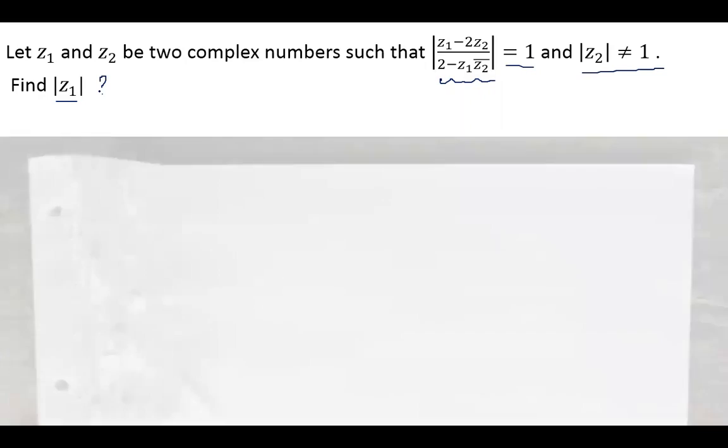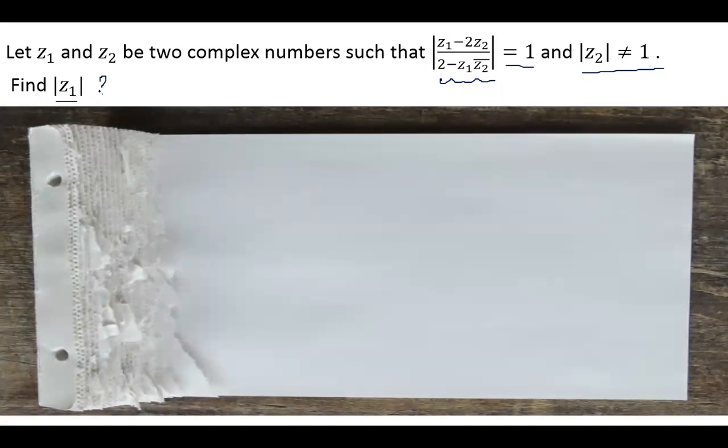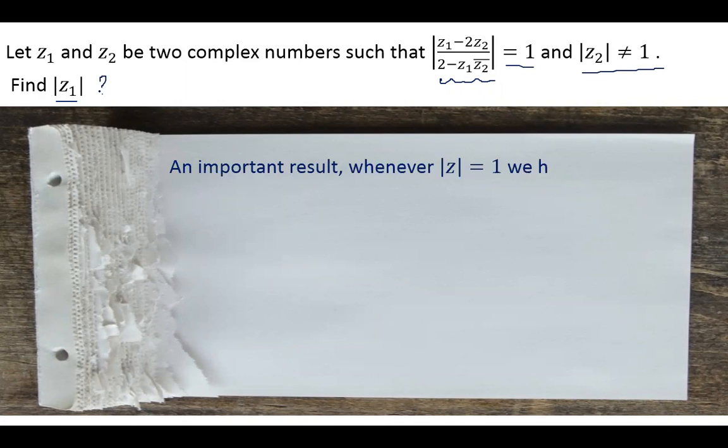So first let us see what we need to recall and how we will approach this problem. The very important step is to identify what tools you can use. What we see here is that the complex numbers Z1 and Z2 do not give much information, but for this number (Z1 minus 2 Z2) upon (2 minus Z1 Z2 bar), we are given that its modulus is 1.